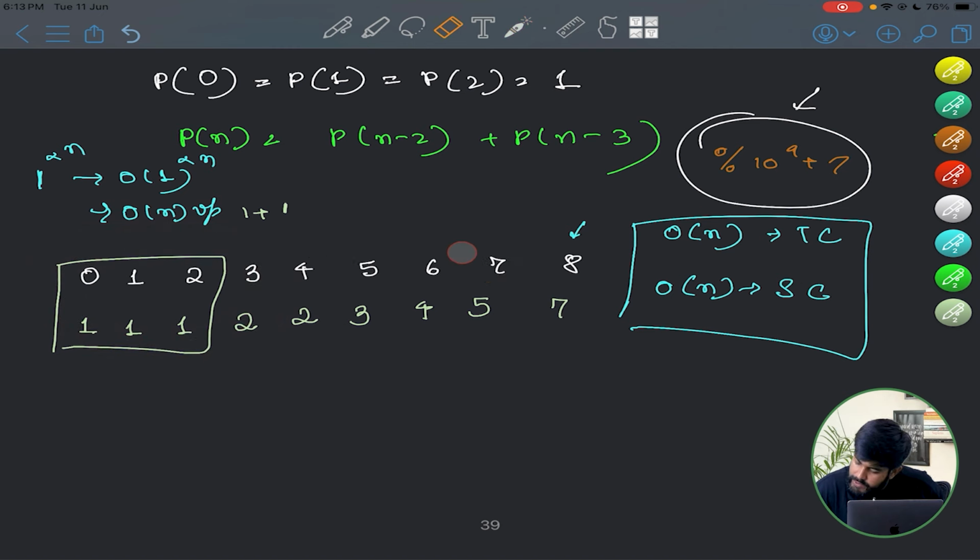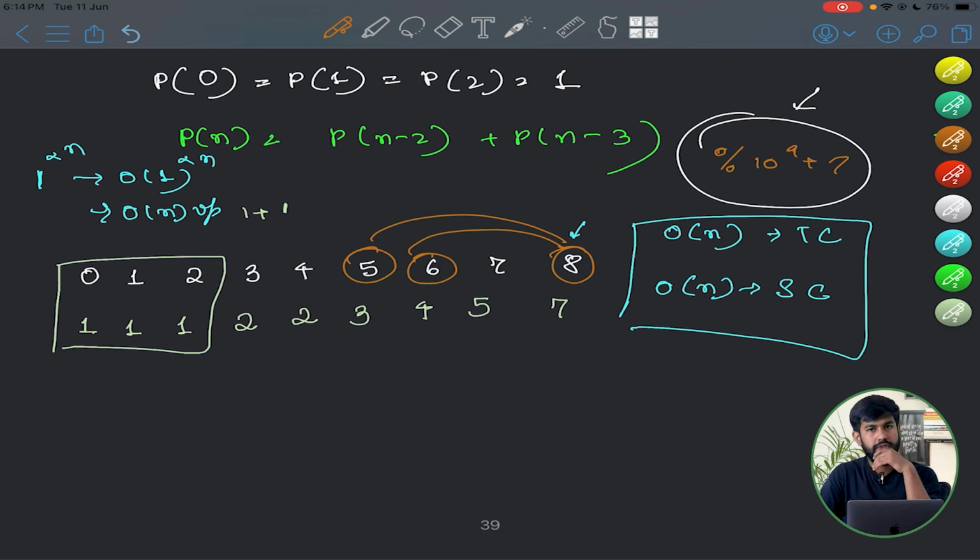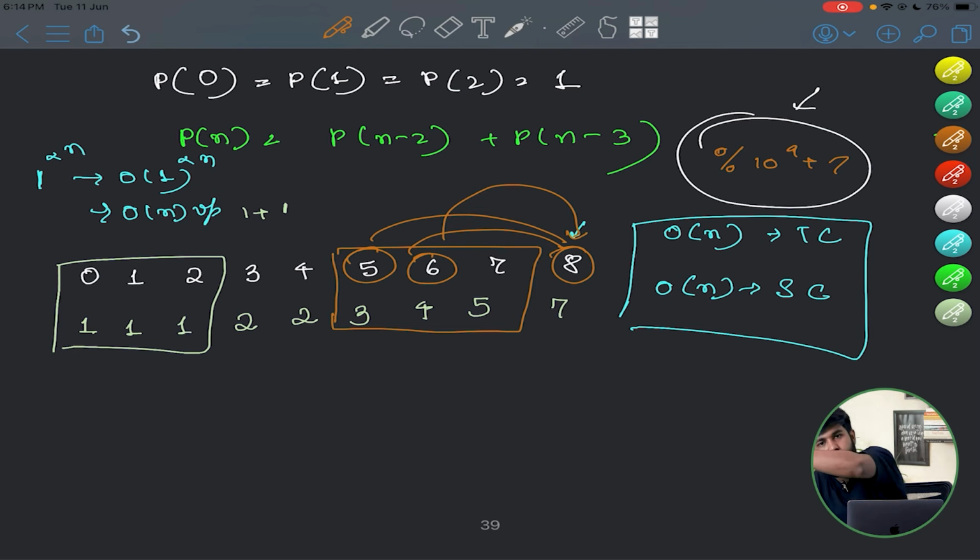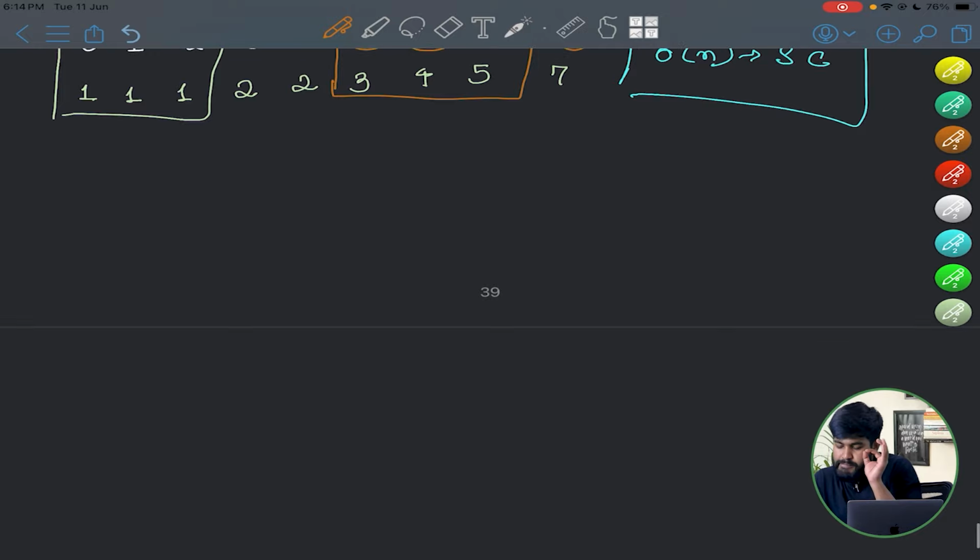Let's say that we want to find out the value for 8. So 8 minus 2 would be 6 and 8 minus 3 would be equal to 5. So we just need the access of these two. So what we can do is simply keep the last three values only, because we know that the last three values are the ones that are making up the results. Okay. The concept is comparatively similar.